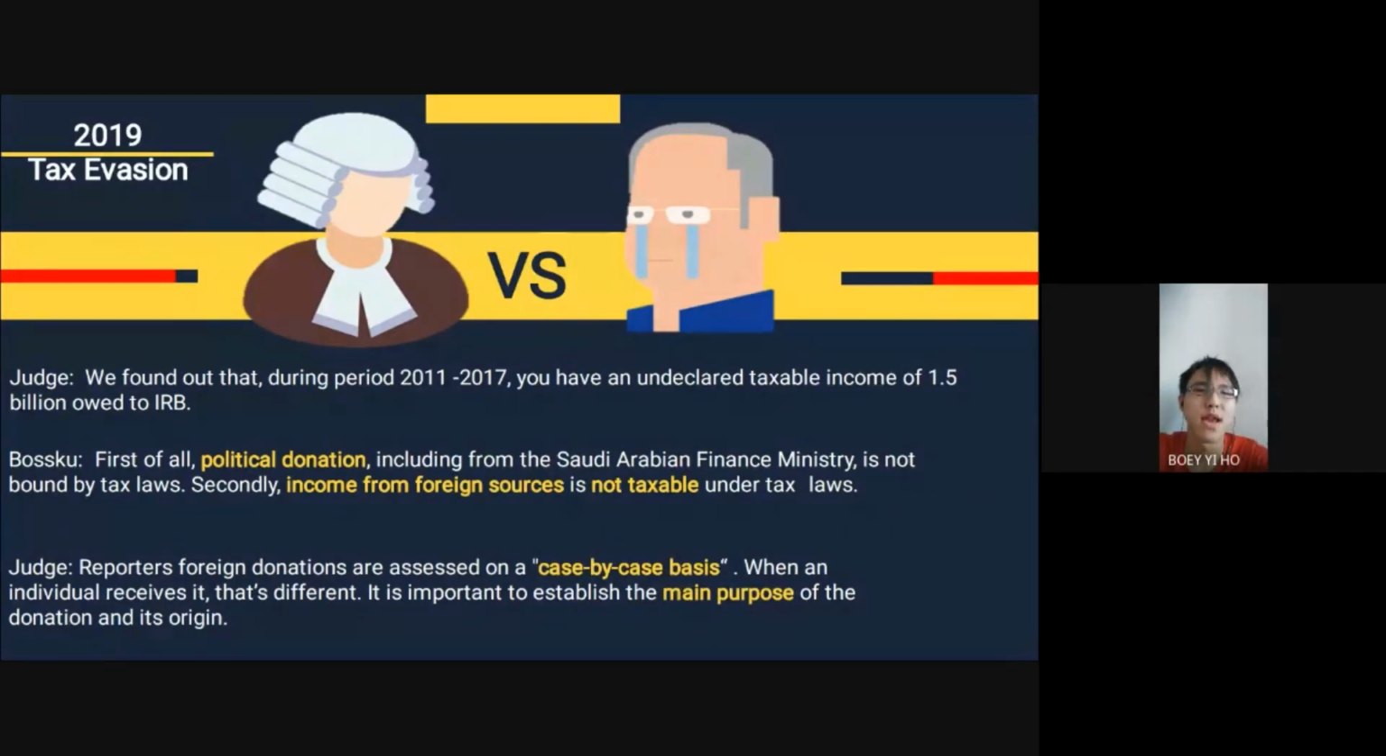Now, lastly, tax evasion. Now, this is between the judge and the man inside.